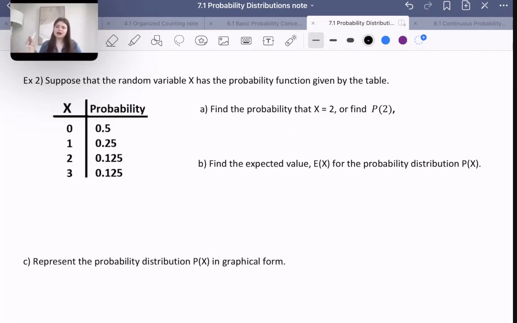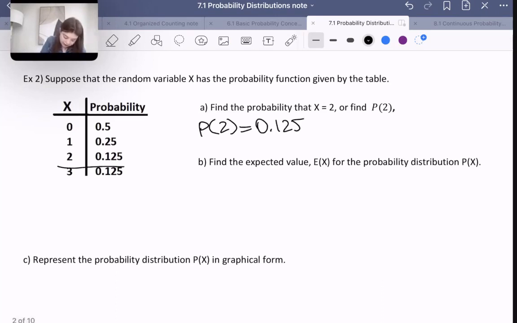It's not going to average out to a nice value necessarily. Okay, so here it says find the probability that x is 2, or find p of 2. Well, P of 2 is equal to 0.125, right? And how do we know that? We know that because this part of our table tells us. It says that when x is 2, the probability is 0.125. And so we're basically just copying that off the table. So question 1 is not so bad.